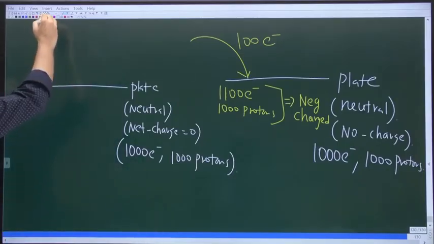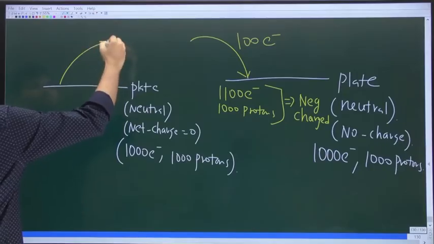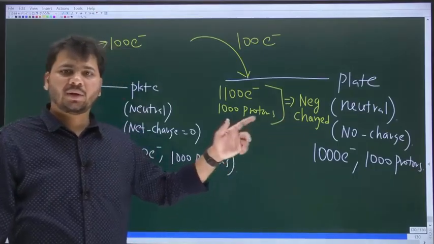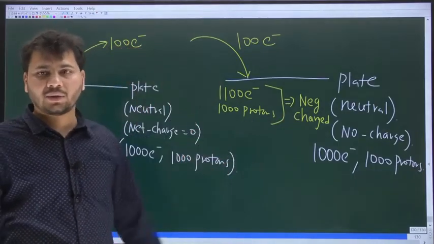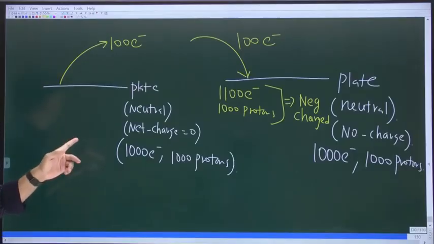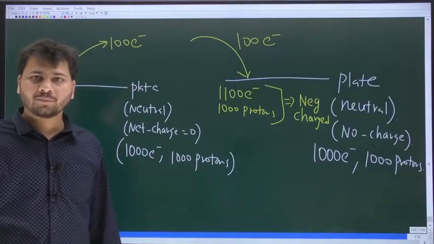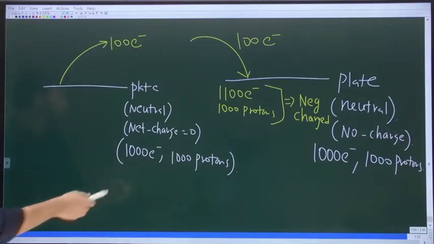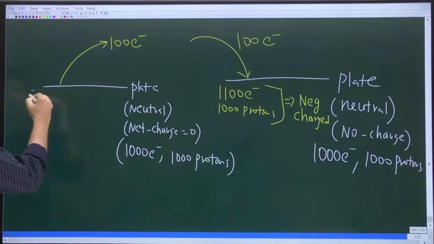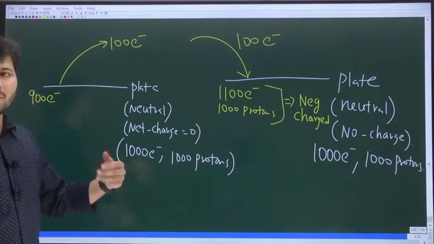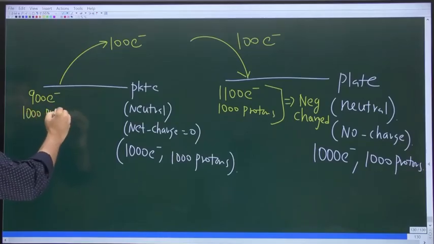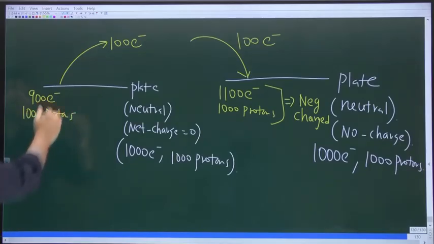And then what are we doing now? Let us take out 100 electrons from the plate. In the earlier case, we added 100 electrons to the plate. Now in the second case, let us remove 100 electrons from the plate. Initial number of electrons is 1000, out of which 100 are being removed. Now the net number of electrons for the plate is only 900 electrons. But the number of protons will remain unchanged, so still the plate will have 1000 protons.